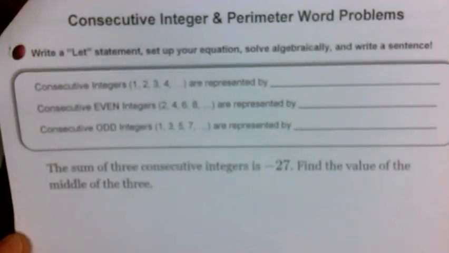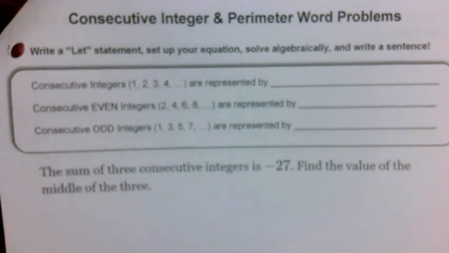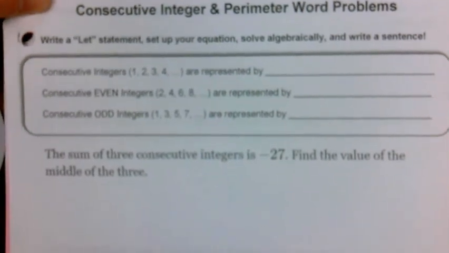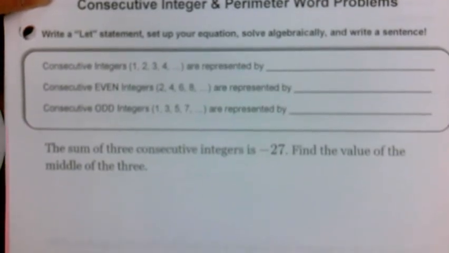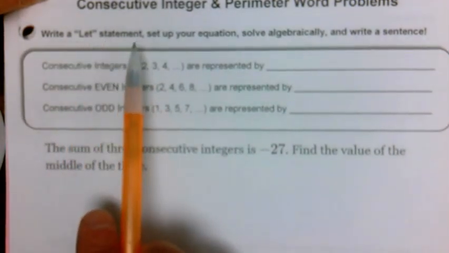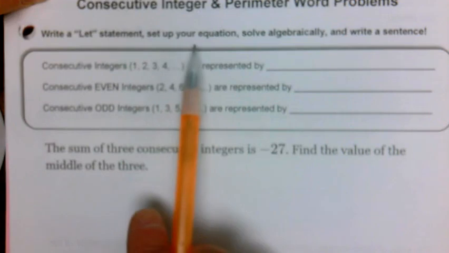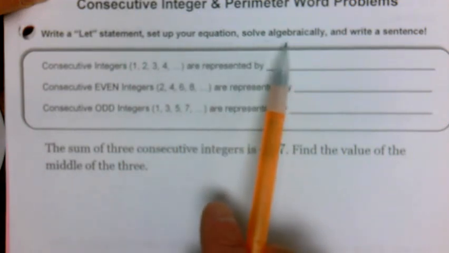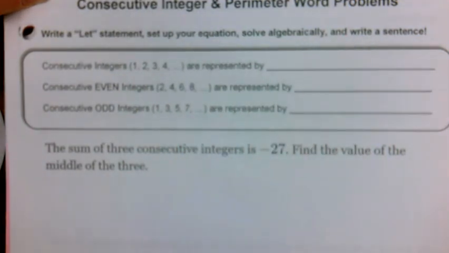In this lesson, we're going to be investigating consecutive integer word problems as well as perimeter word problems. At the beginning, we're going to start with consecutive integer word problems. Just as with any other word problems that we do, we're going to write a let statement to define any variable that we're going to need in our equation. Then we'll make our equation, solve it algebraically, and at the end, we'll write a short sentence explaining the meaning of our answer.